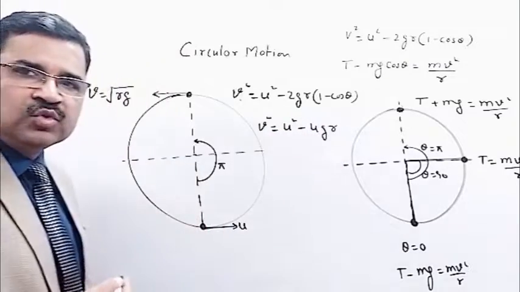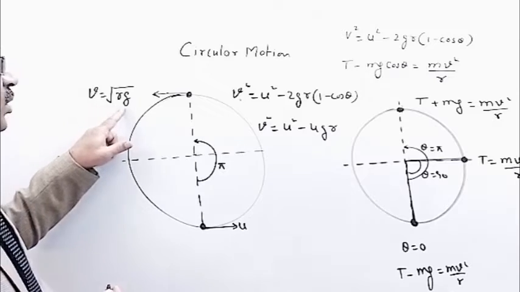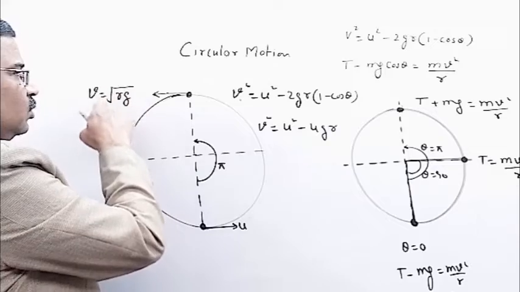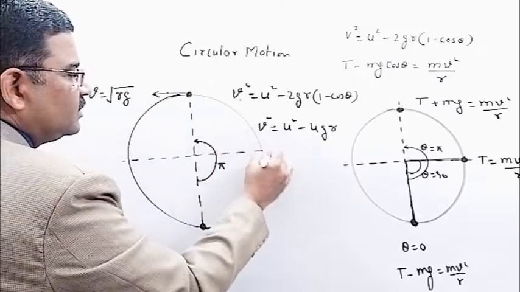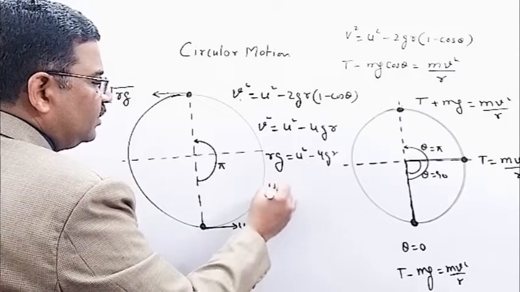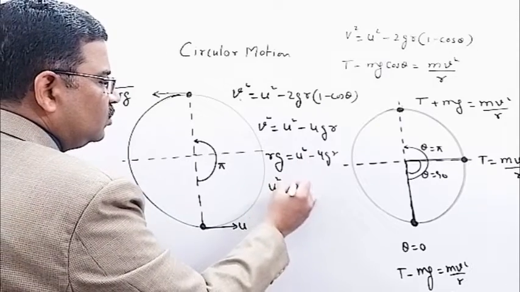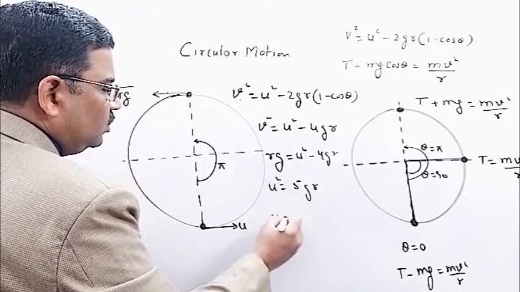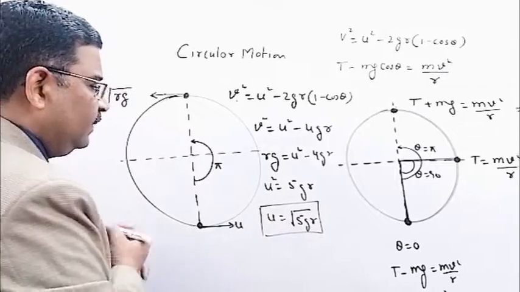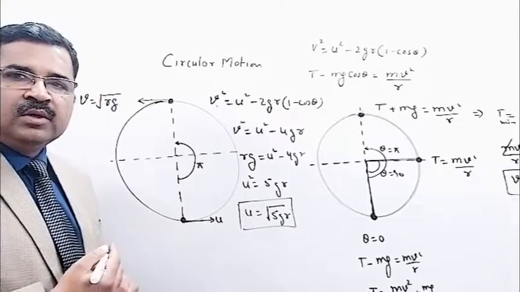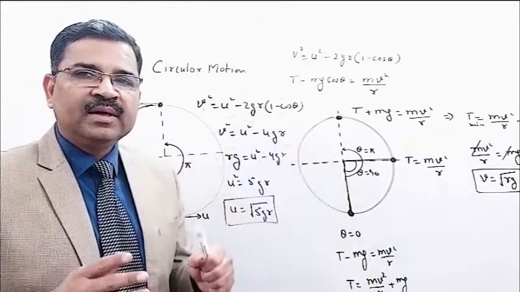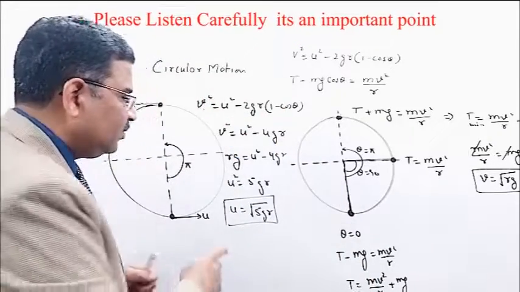But what is V? I know that the velocity is under root rg. If I substitute here, the square of under root rg is rg, which is equal to U square minus 4gr, and ultimately I get U square is equal to 5gr or U equal to under root of 5gr. So this is the minimum velocity that I should give at the lowest point to a pendulum to complete a vertical circle.